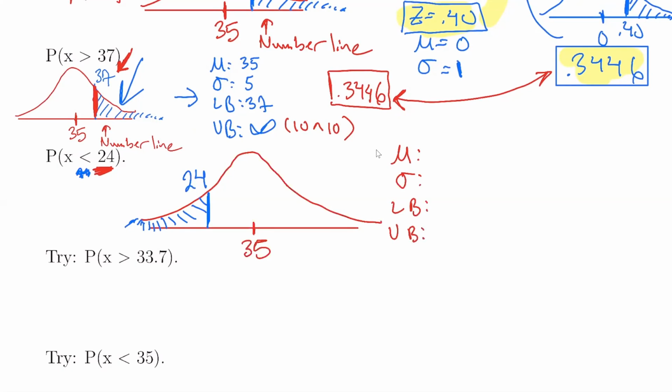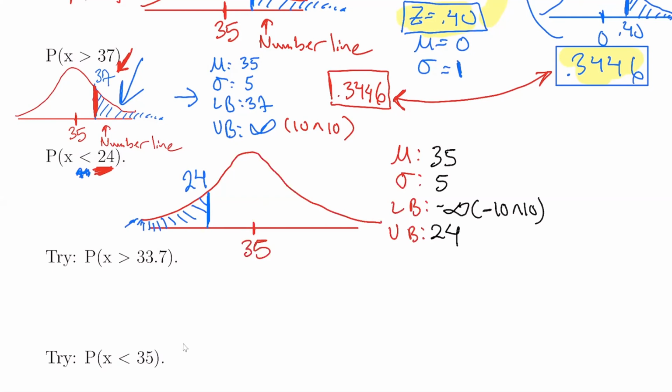For this problem, what's my mu? 35. So we put 35 here. What's my standard deviation? 5. Perfect. What's the lower bound? Negative infinity. And for those of you who have the TI-83 or 84, you want to put negative 10 to the 10 power. And lastly, what would be my upper bound? 24. Everybody good so far on my mu, my sigma, my lower bound, my upper bound?